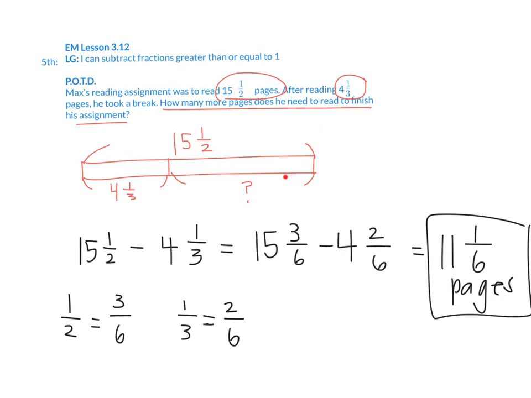So in picture form, remember you always need to RDW, read, draw, and write. Altogether he has 15 and a half pages. He's read 4 1/3 pages. So the rest is what he still needs to read. So what we need to do is 15 and a half minus 4 1/3. However, we don't have like units. So we can take our fractions and rewrite them using equivalent fractions that do have like units. We can see that 1/2 is equivalent to 3/6 and 1/3 is equivalent to 2/6. Therefore, we can rewrite our problem as 15 3/6 minus 4 2/6 to get 11 1/6 pages left.